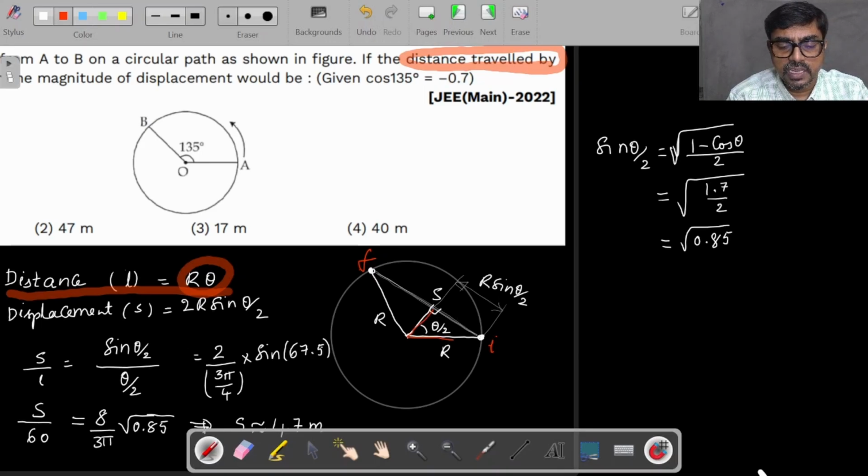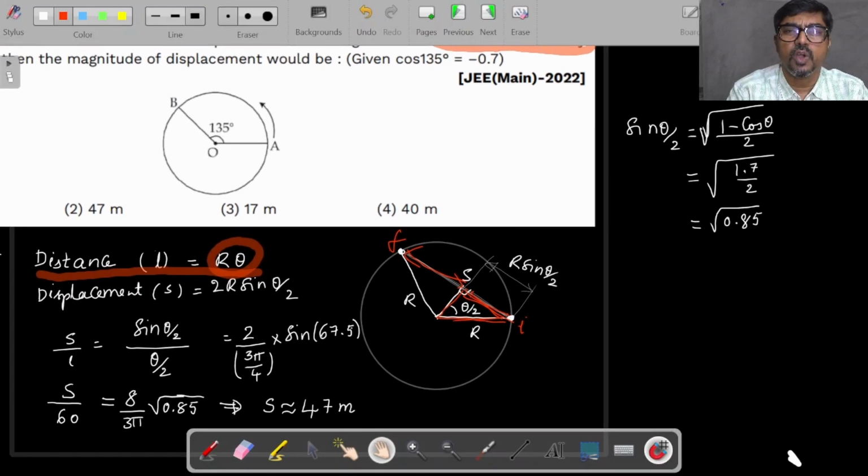You see in this right angle triangle, r is the radius, which is the hypotenuse of the triangle. I require the opposite side. Opposite side is going to be the sine component. So r sin theta by 2 is this part. The same way this is also going to be r sin theta by 2 because this point is going to be the midpoint, and so total displacement is twice of r sin theta by 2. In fact, some students remember it as a formula. Simply you can remember it as a formula.